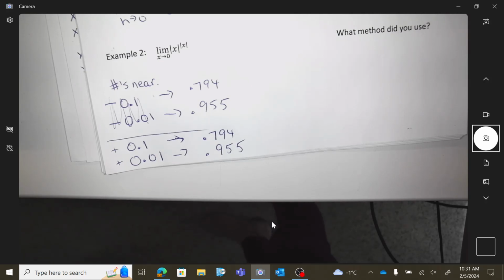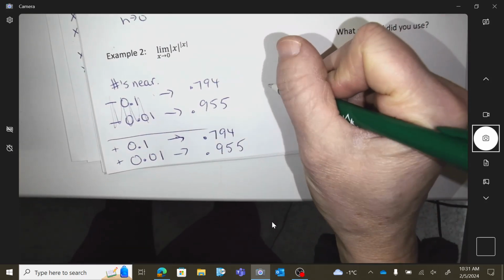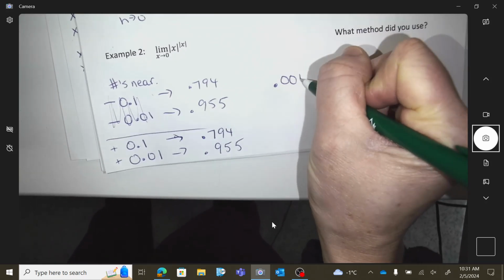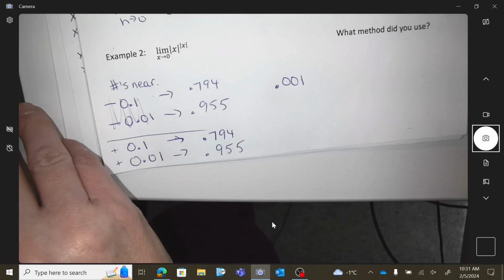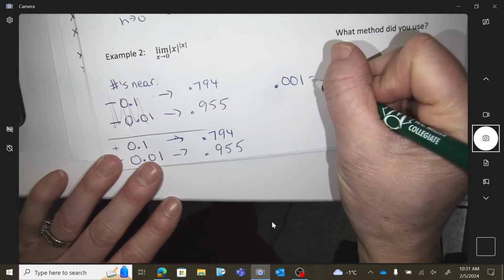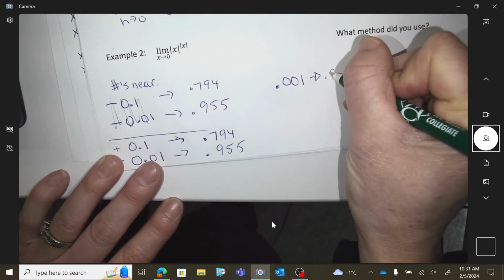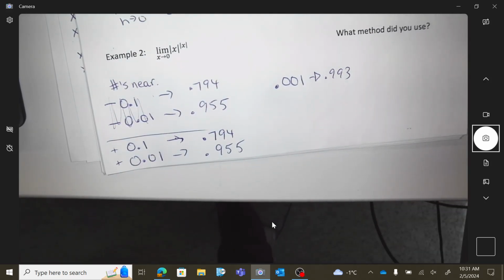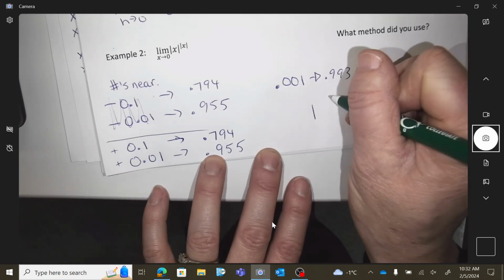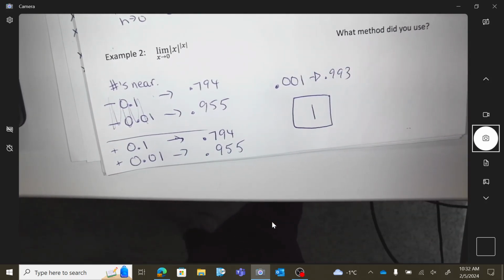You know what, I'm going to do another plug-in here just to make sure I understand what's going on. I'm going to go 0.001. If I keep going closer and closer to 0. Okay, after you've done a bunch of trials, do you have a conclusion about what's going on with the height of this thing? Looks like it's approaching the height of 1.